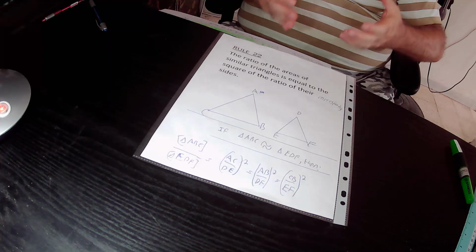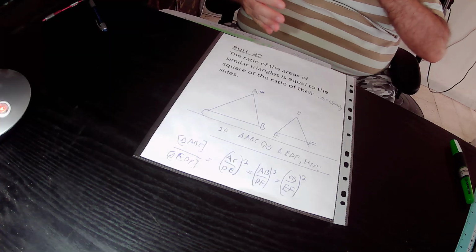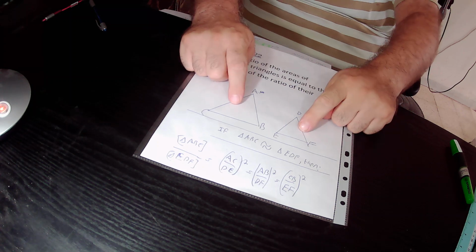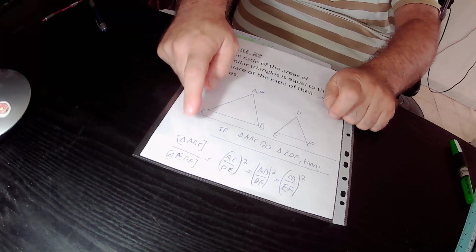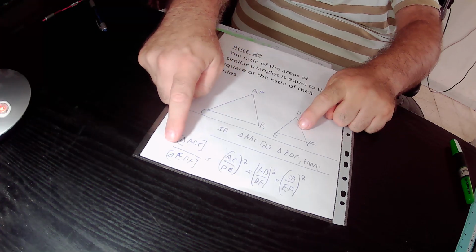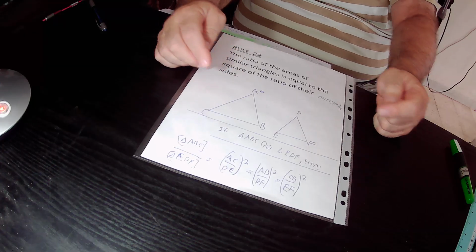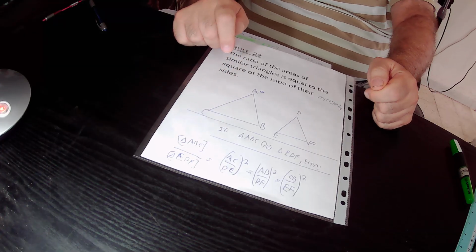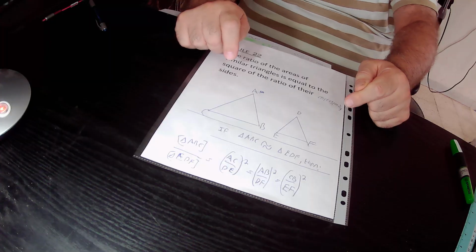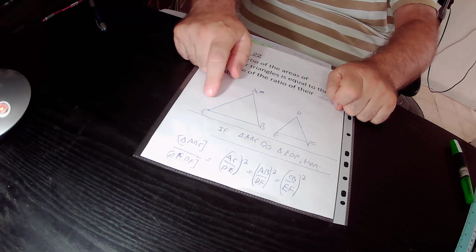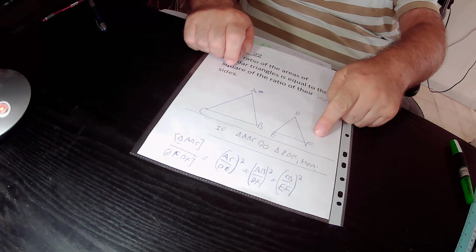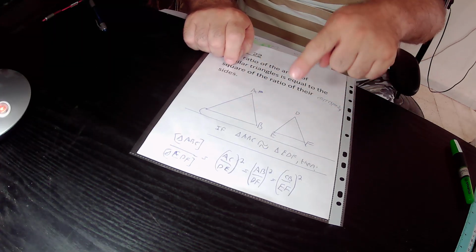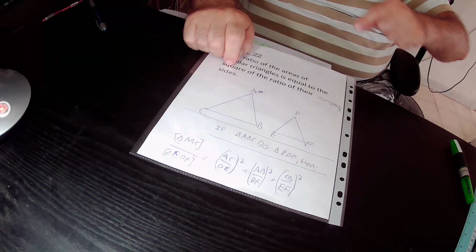And according to this rule 22, what is the ratio between the areas of those two triangles? It is of course the area of this triangle ABC over the area of this triangle EDF. And that ratio is equal to the square of the ratio of their corresponding sides. In those two triangles, side AC is the corresponding side of side DE. Likewise, side AB is the corresponding side of side DF. And finally, side CB is the corresponding side of side EF.